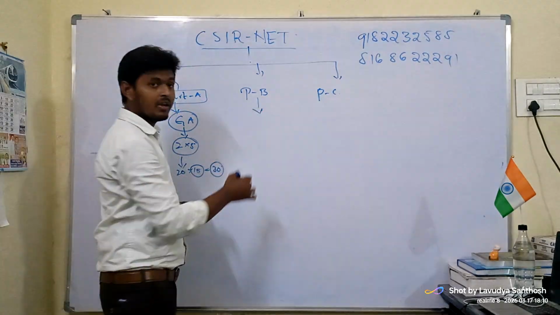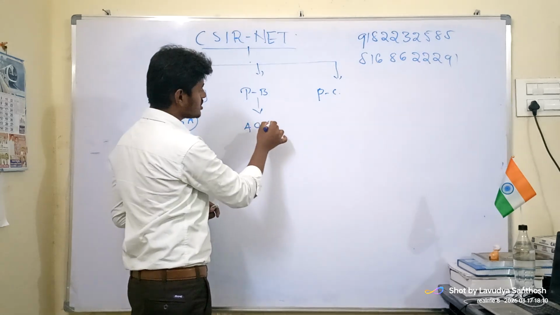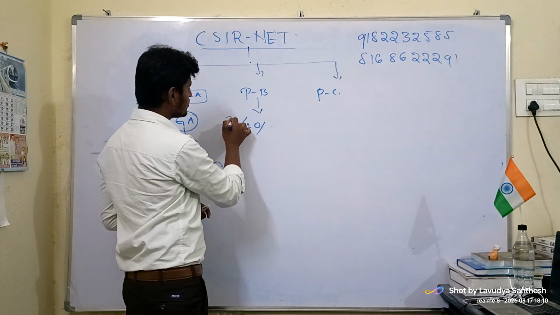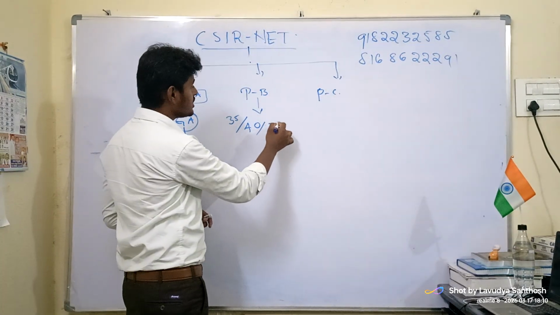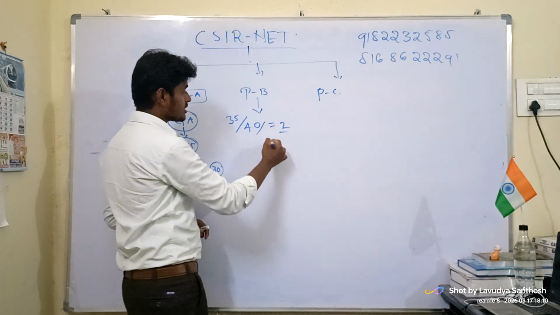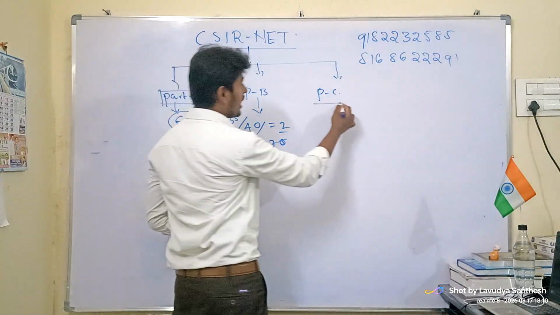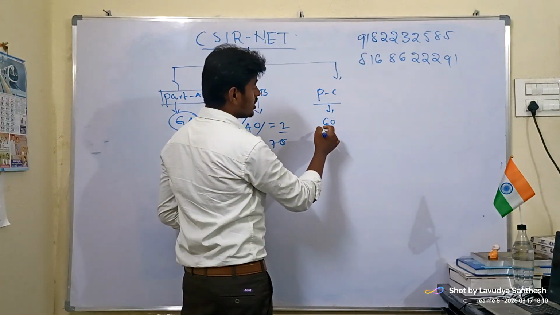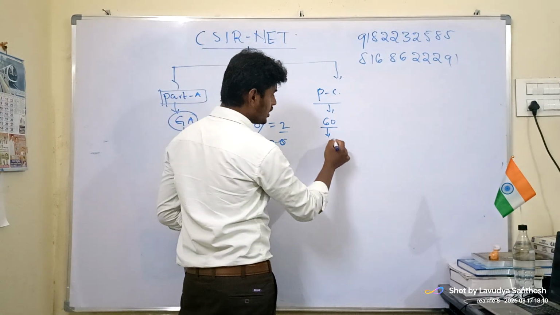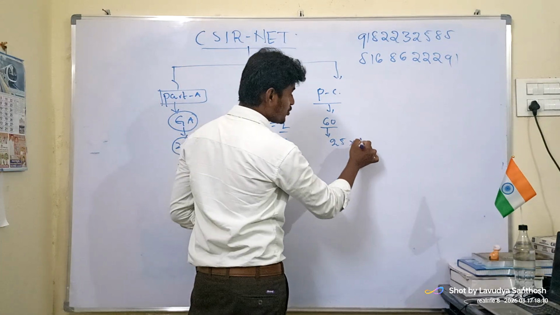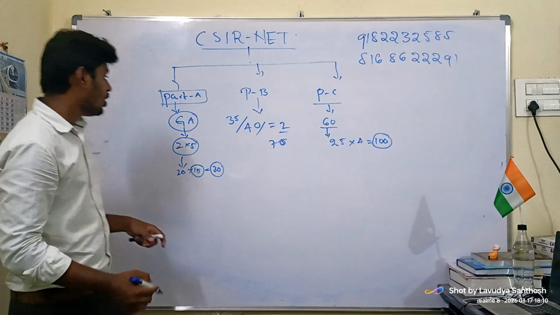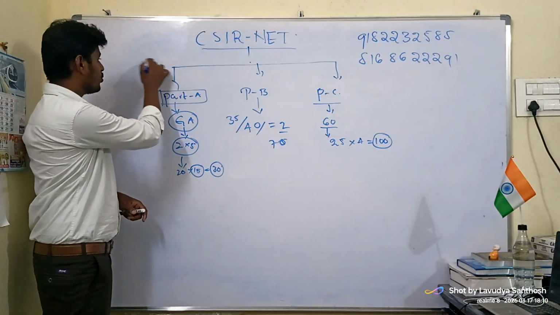In Part B, there are 40 questions, out of which 35 are to be answered. Each carries 2 marks, so 70 marks here. Now in Part C, 60 questions will be given. Out of 60, we have to write only 25. Each question carries 4 marks. 25 into 4 is equal to 100 marks. Negative marking is 1/4.